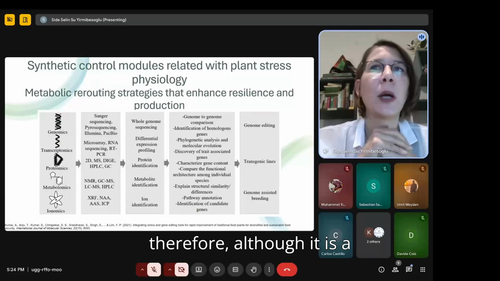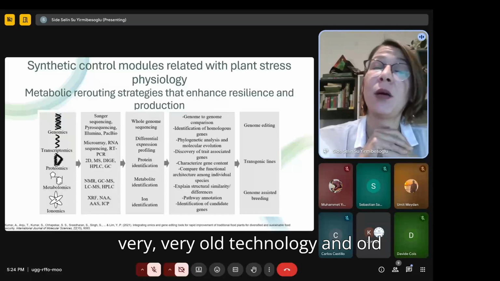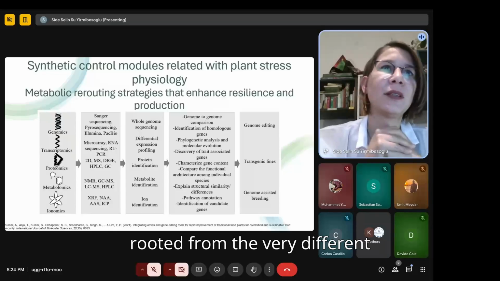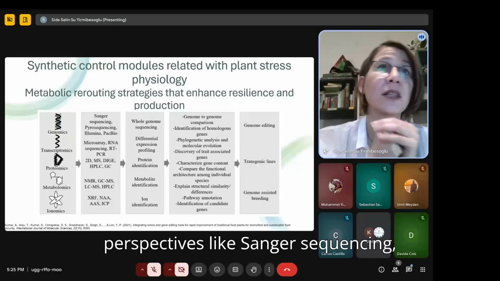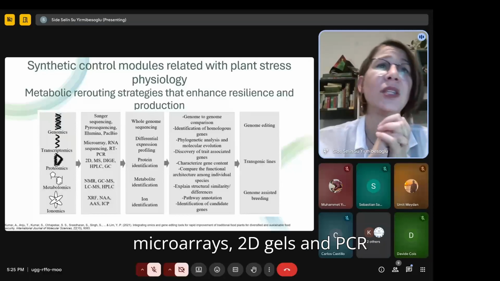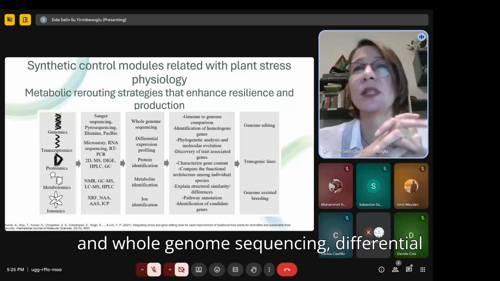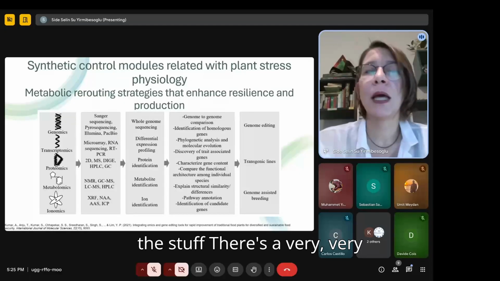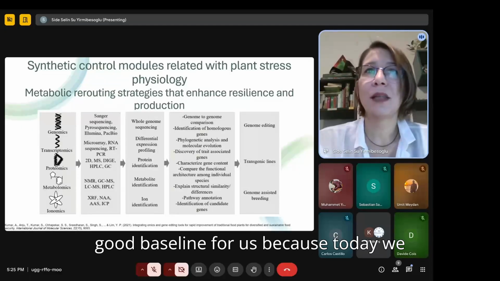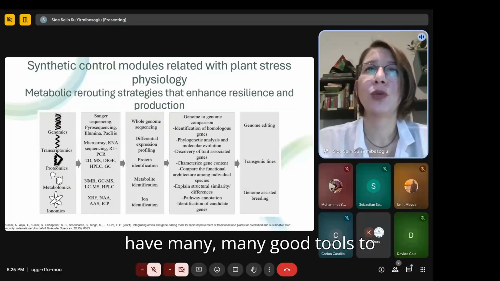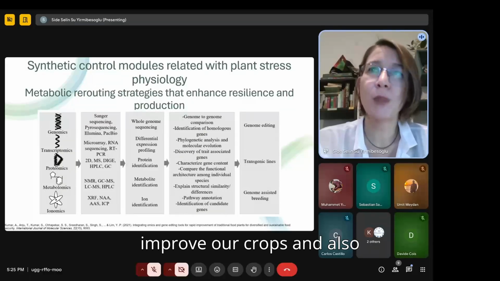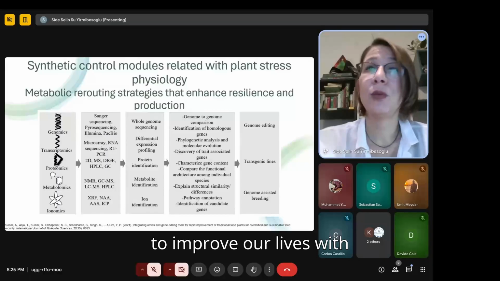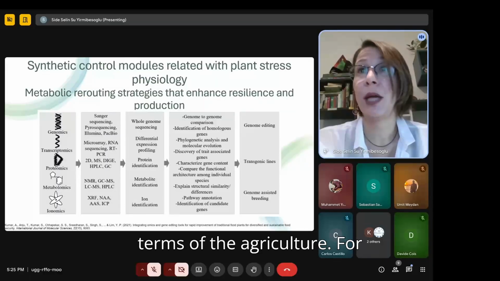And therefore, although it is a very old technology and old paper, it's rooted in very different perspectives like Sanger sequencing, microarrays, 2D gels, PCR, whole genome sequencing, and differential expression profiling. But all of this has a very good baseline for us because today we have many good tools to improve our crops and also improve our lives in terms of agriculture.